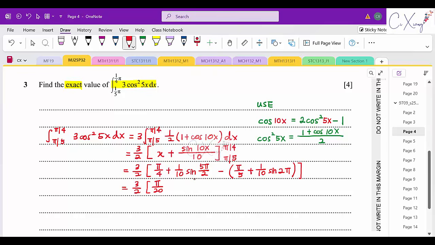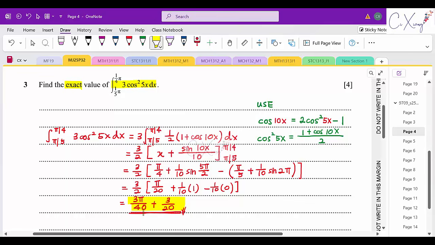Then for this one, what's the value for sine 5 pi over 2? Sine 5 pi over 2 will give you a value of 1. You can use a calculator to help you basically. Then for this one, sine 2 pi will basically give you a value of 0. Okay, and now from here you can see that we are having 3 pi over 40 if you multiply inside, and also 3 over 20. Yeah, so I think this will be our final answer for the integration of this. Okay, and since they're asking for the exact value, you can see that we basically put it in terms of the pi.